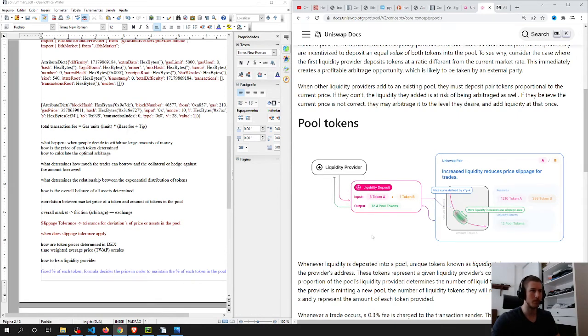Liquidity deposit. Greater liquidity reduces price slippage for trades. Price curve defined by x times y equals k. More liquidity increases the low slippage area.